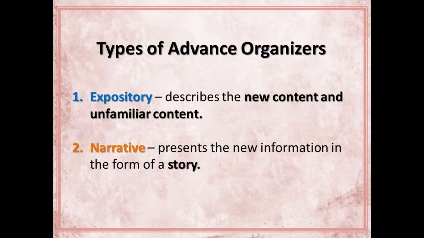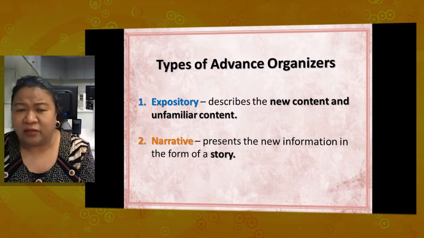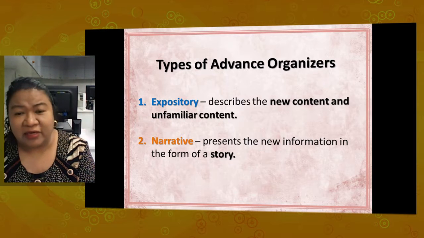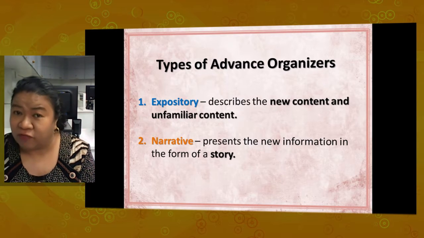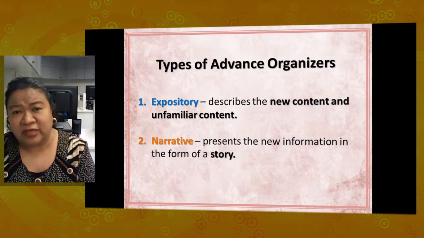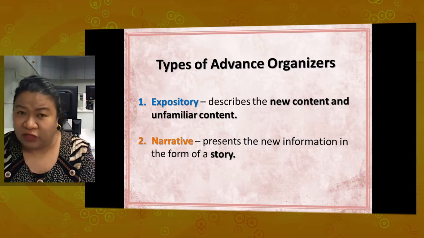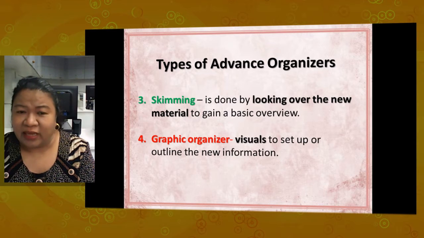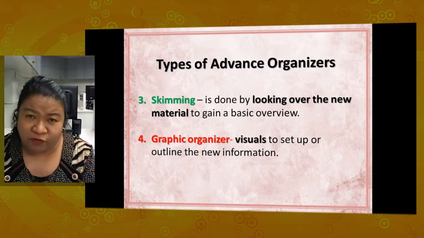So expository describes the new content and the unfamiliar content. Okay, so it shows you what things you probably already know and the new ones that you will learn. The narrative presents the new information in a form of a story. Very useful if you are discussing history or some piece of literature, and it will help your learners remember through a narrative organizer. Skimming is done by looking over new material to gain a basic overview.